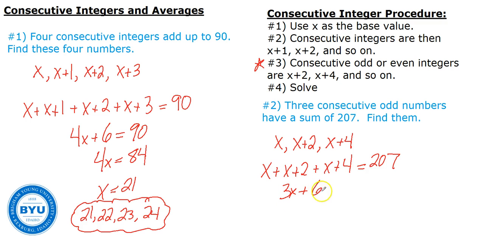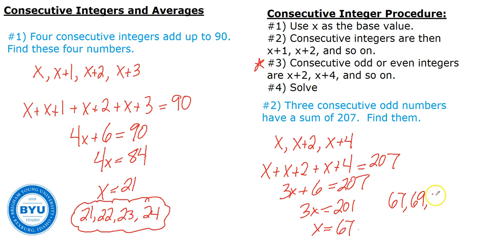Let's combine the x's. I get 3x plus 6 equals 207. When we minus the 6 over, we get 201. So we'll need to divide by 3 to get 67. Perfect. So my odd integers would be 67, 69, and 71. They'd have to be odd integers to get us our answer.